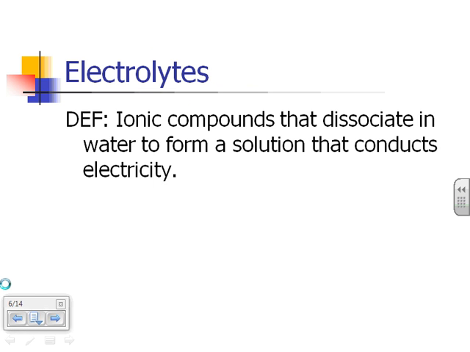Electrolytes, I think we've talked about these before. They throw this definition in here. Those are ionic compounds that dissociate in water to form a solution that conducts electricity. So sodium chloride. Ionic compounds are going to be your electrolytes. Sodium chloride, potassium nitrate, whatever. Because when you have that compound in water, it's going to form its ions. And those ions are what allow electricity to pass through that solution.